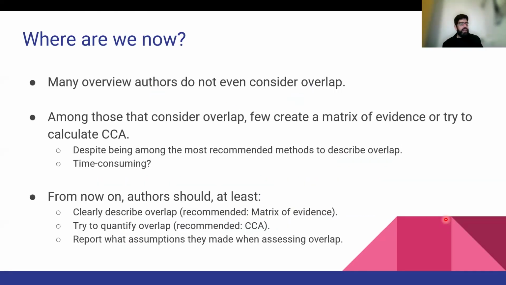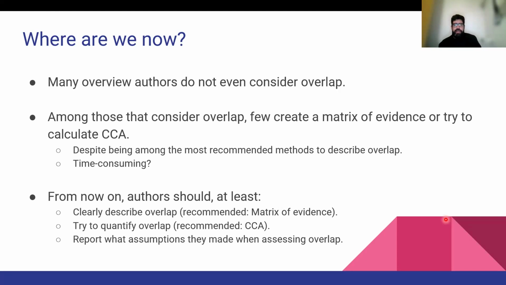Where are we now in terms of overviews? As I said before, many overview authors do not even consider overlap. Among those that consider overlap, few create a matrix of evidence or try to calculate the CCA, despite being among the most recommended methods to describe overlap. And it is not studied why authors are not doing this. It is probably, I think, this is my perception, because it is quite time-consuming.